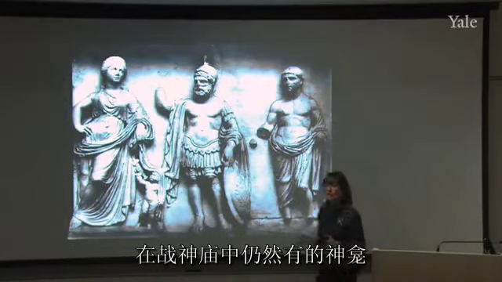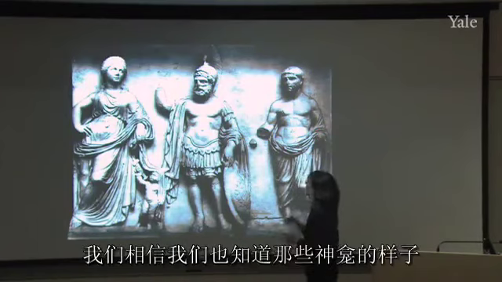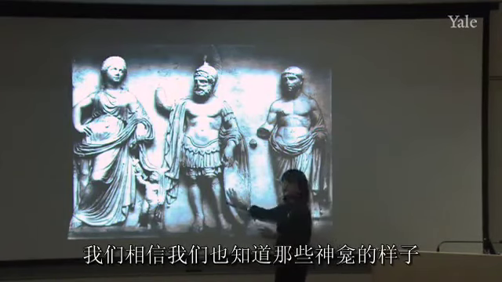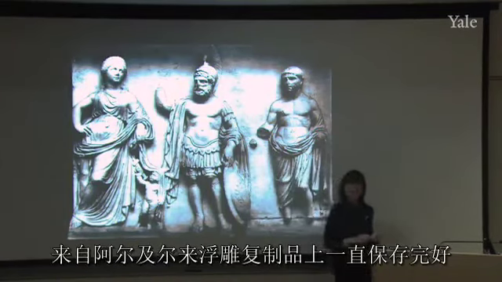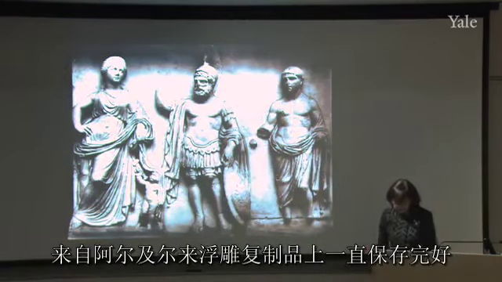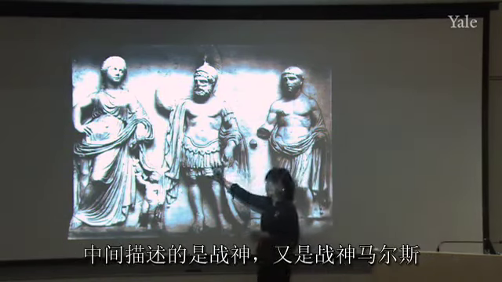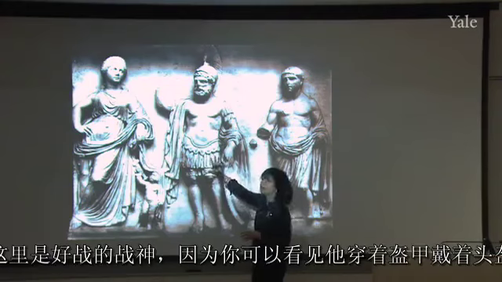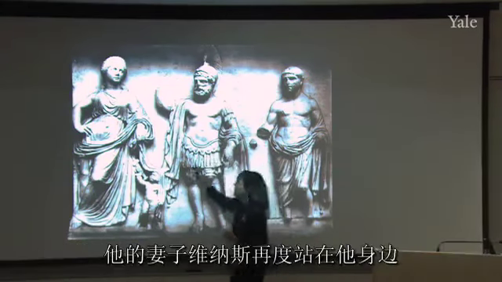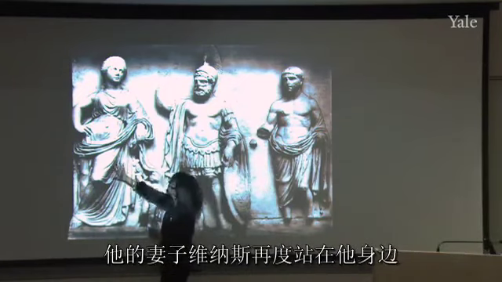There was also a cult statue inside the Temple of Mars, and we believe we know what that looks like as well, because we believe we have a copy of it in a relief from Algiers that is still preserved, that depicts Mars in the center, this Mars Ultor again, this time the warlike Mars Ultor, because you can see he's wearing his breastplate and his helmet. His consort Venus is once again by his side.